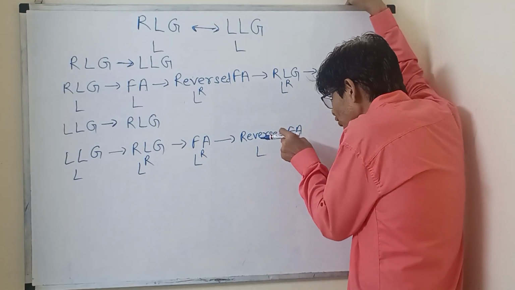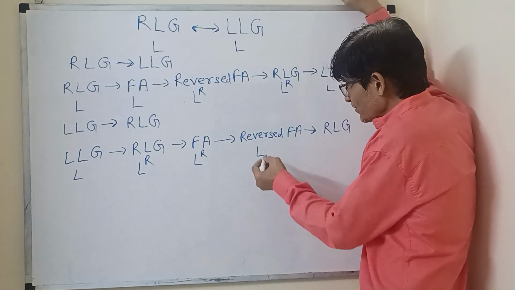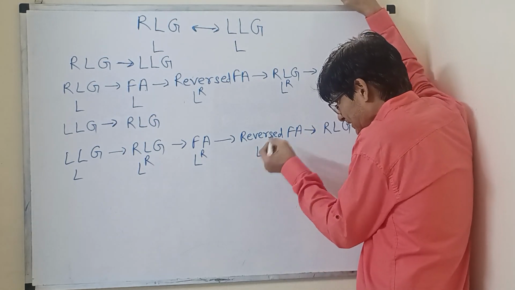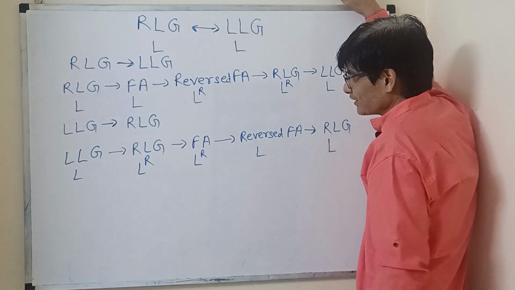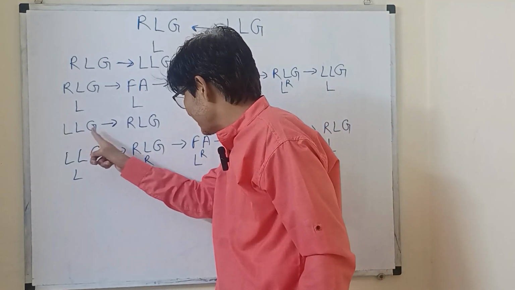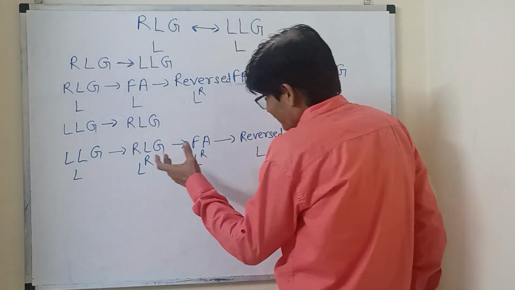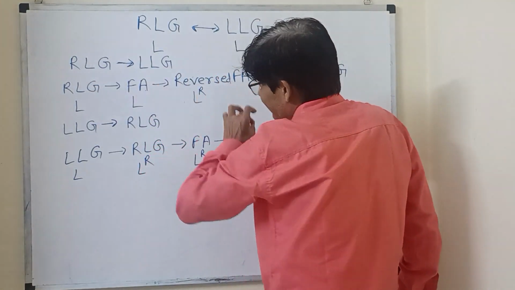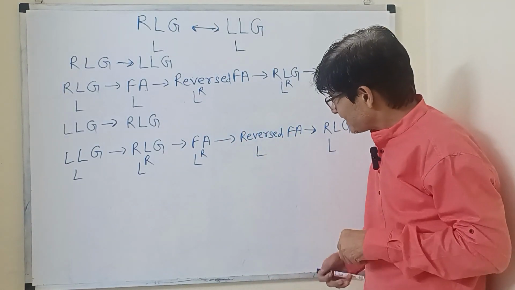Now you convert this reversed FA to RLG. So if your reversed FA is accepting L, this RLG will also generate L. So this is how you can convert any given LLG to an equivalent RLG. So this is the process of converting RLG to LLG or LLG to RLG. So I hope, friends, it is clear.